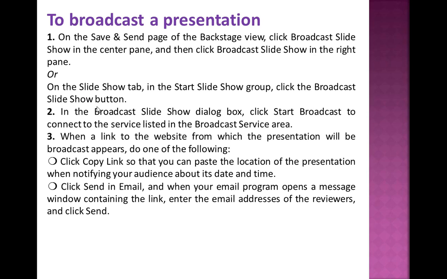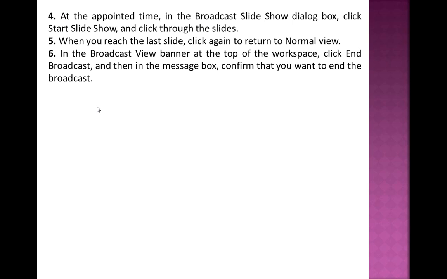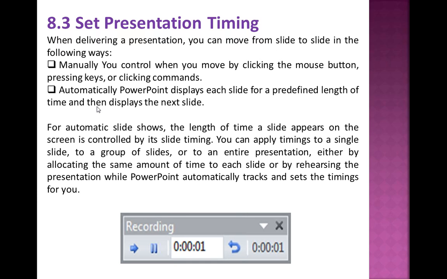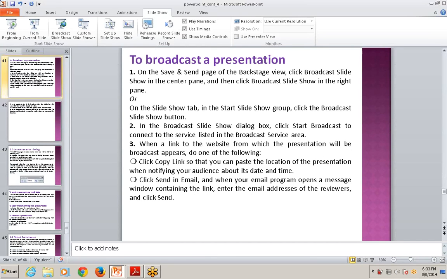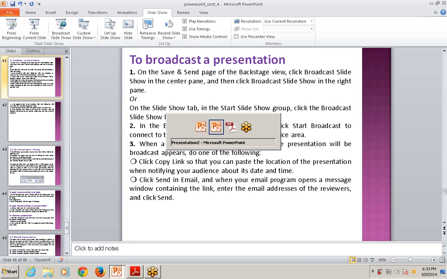Second, in the broadcast slideshow dialog box, click on the start broadcast to connect to the service listed in the broadcast. When a link is open, you can copy the link. You can send the email to the participant or to the audience. Now let's see in a practical way how to broadcast.